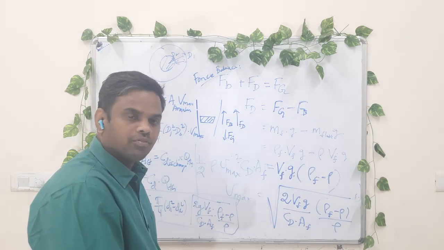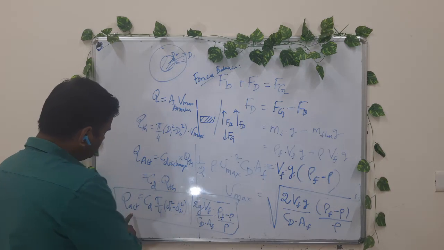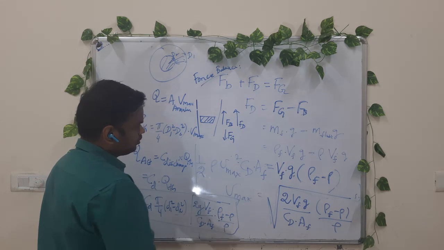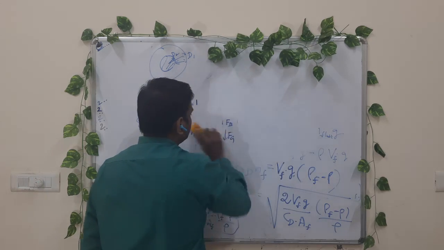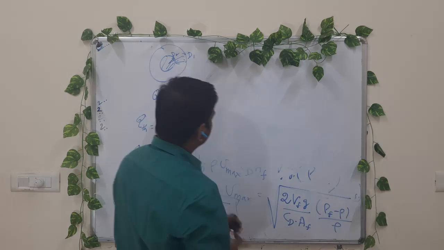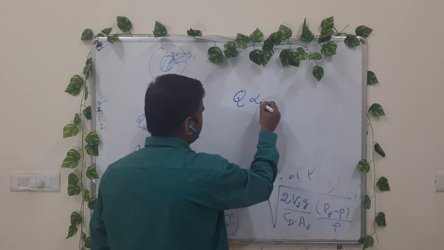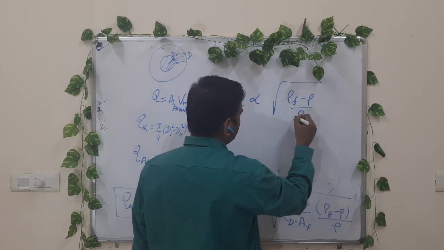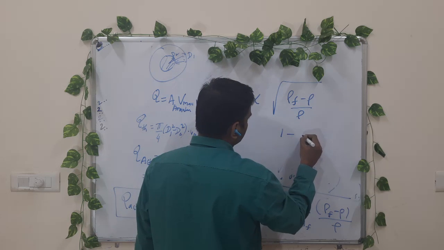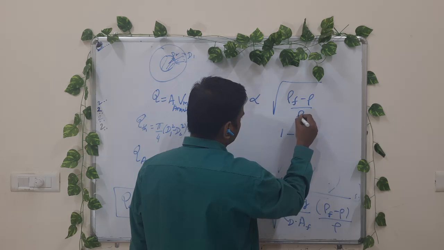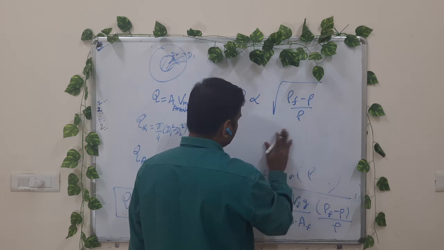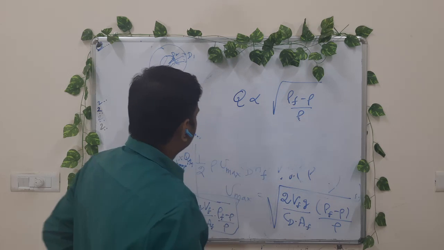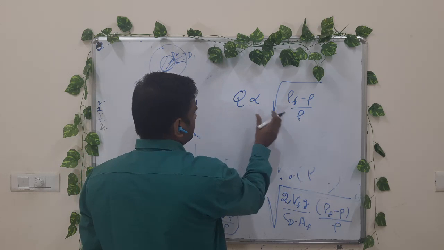This is the final expression for a rotameter, and what we observe is the actual discharge is proportional to the square root of (rho f minus rho) by rho. So the discharge is a function of the square root of (rho f minus rho) by rho, or you can say 1 minus rho by rho f. So Q is proportional to the square root of (rho f minus rho) by rho.